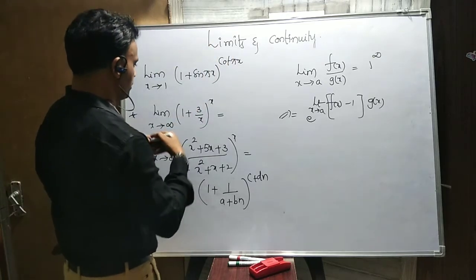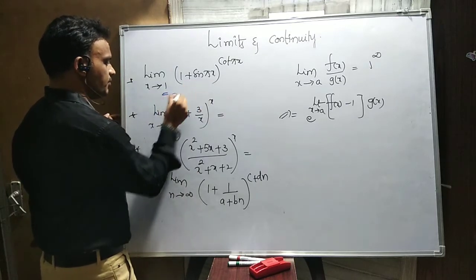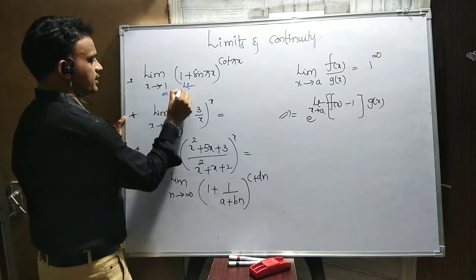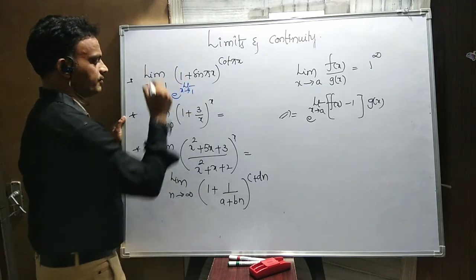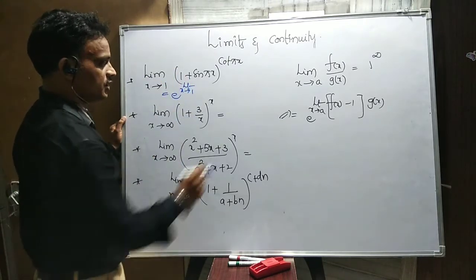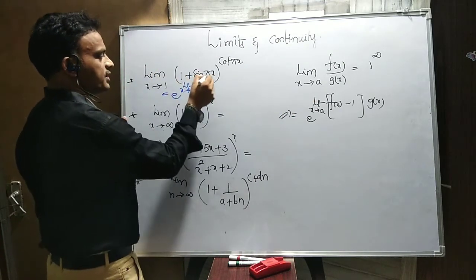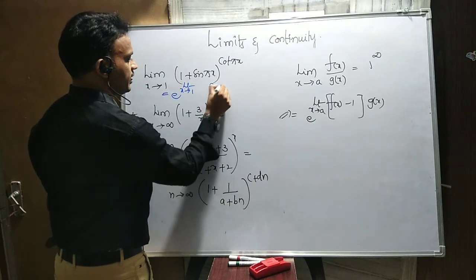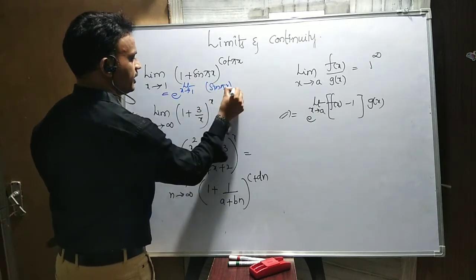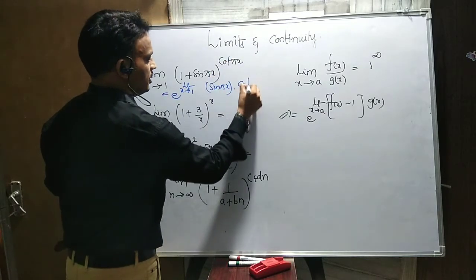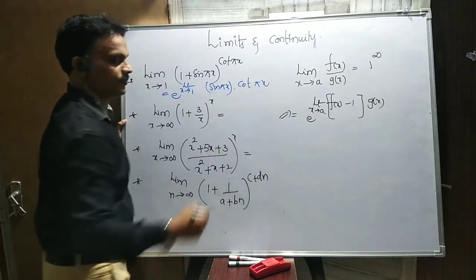In that case, what am I going to do? This is e power the limit as x tends to 1 of f(x) minus 1, the base minus 1, so 1 plus sin pi x minus 1 is sin pi x, into g(x). So this g(x) is cot pi x.